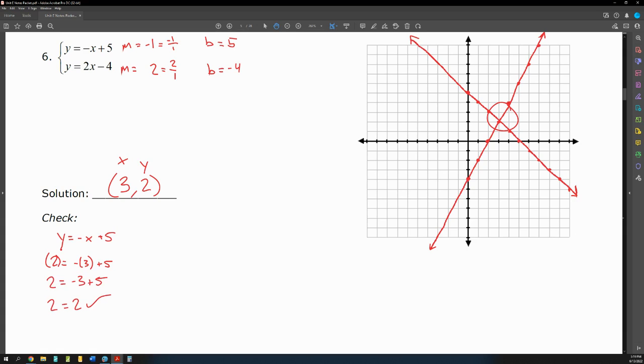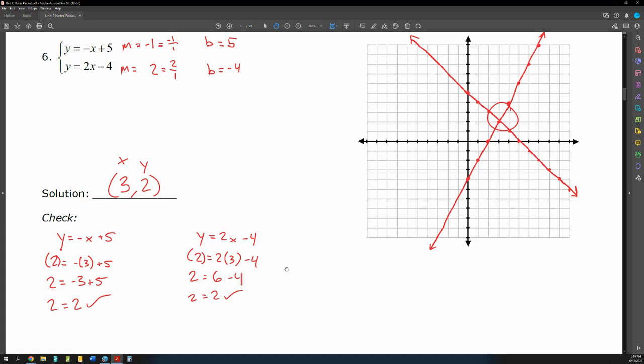So this checks out. We have to check the other equation, y equals 2x minus 4. So I'm going to plug in 2 for y, and I'm going to plug in 3 for x. So here we have 2 is equal to, well, 2 times 3 is 6, minus 4. And evaluating the right-hand side, we know that 6 minus 4 is indeed equal to 2. This is a true equation. So it checks out in both of those equations. So we know that our solution is correct.